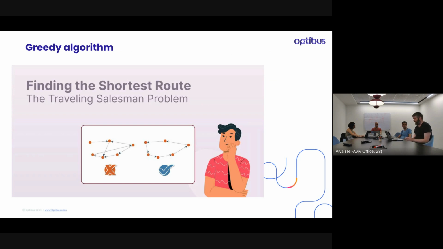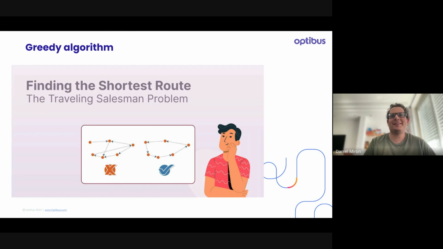By the way, I think here in Optibus we really love this problem. Even in the last hackathon, we had 2 groups that did products on that. I think every hackathon there's at least 2 groups that do it.